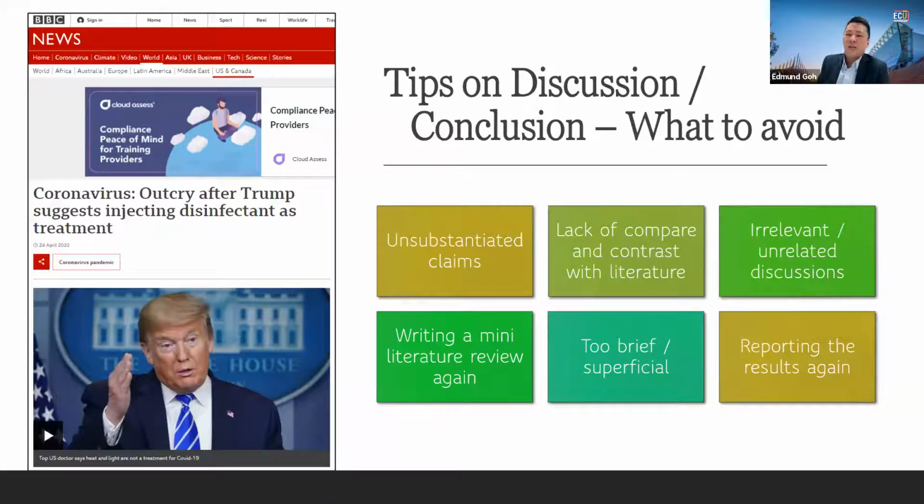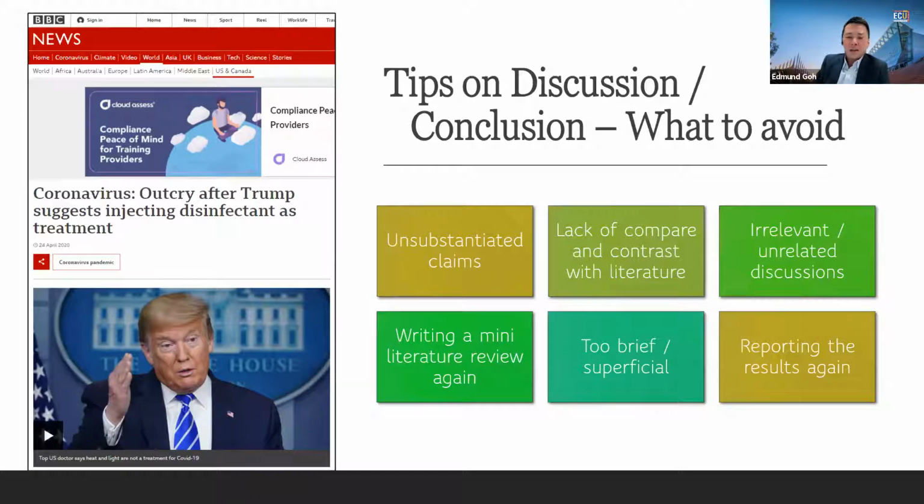Okay, all right. So the discussion section should always be a compare and contrast of your results with the literature review that you conducted earlier on. This is where you want to showcase how awesome your results are that are different, some of the new things that you have found out in your results that are different from past studies.